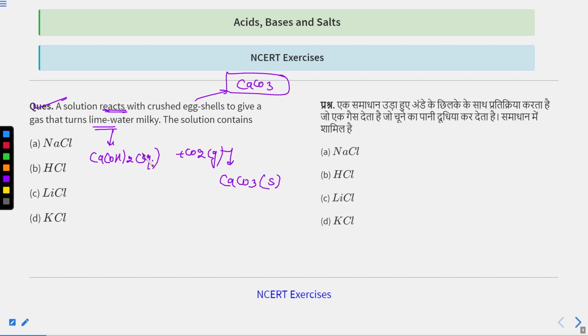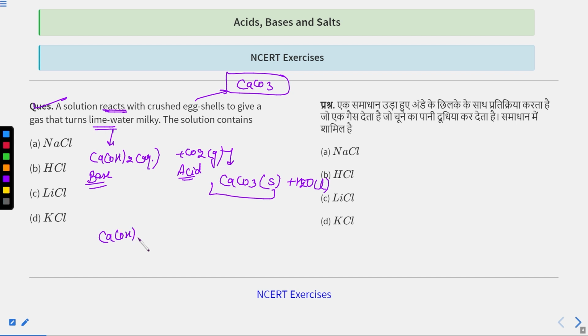Definitely, due to the formation of this calcium carbonate, a white precipitate, the milkiness will appear. Calcium hydroxide is a base and CO2 is acidic in nature. So base plus acid gives salt and water. The point here is that milkiness will appear.